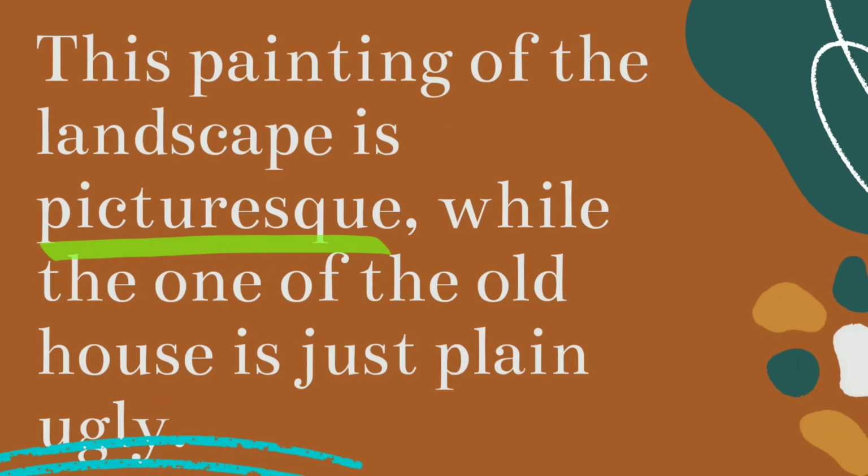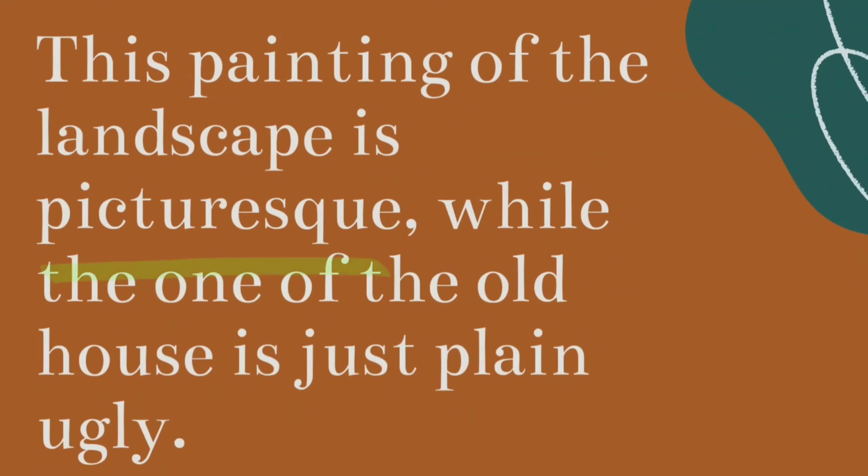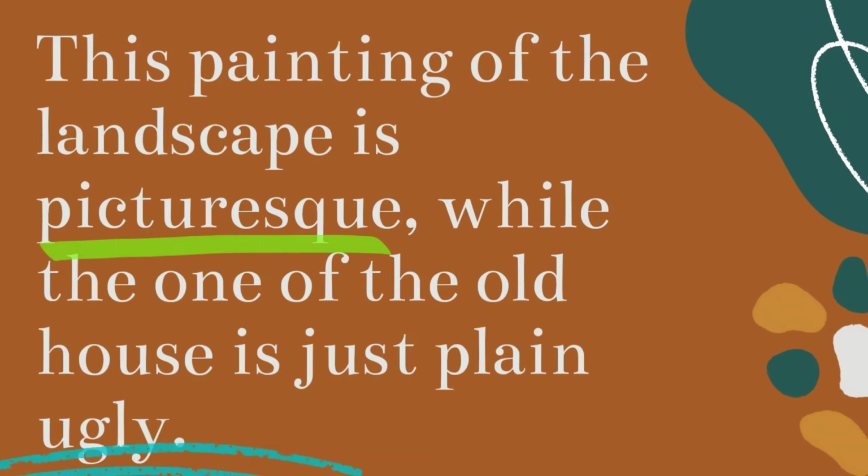For our example, this painting of the landscape is picturesque, while the old house is just plain ugly. This time, for us to get the meaning of the word picturesque, we should find a word that is opposite to its meaning. With the help of the signal word while, we can say that the word ugly is the antonym of the unfamiliar word. Therefore, picturesque means attractive, pretty, or beautiful.